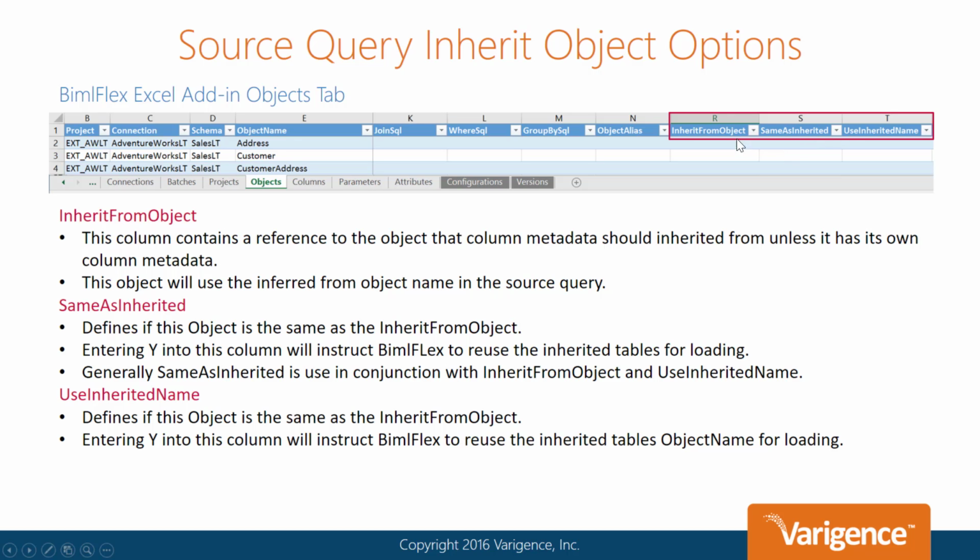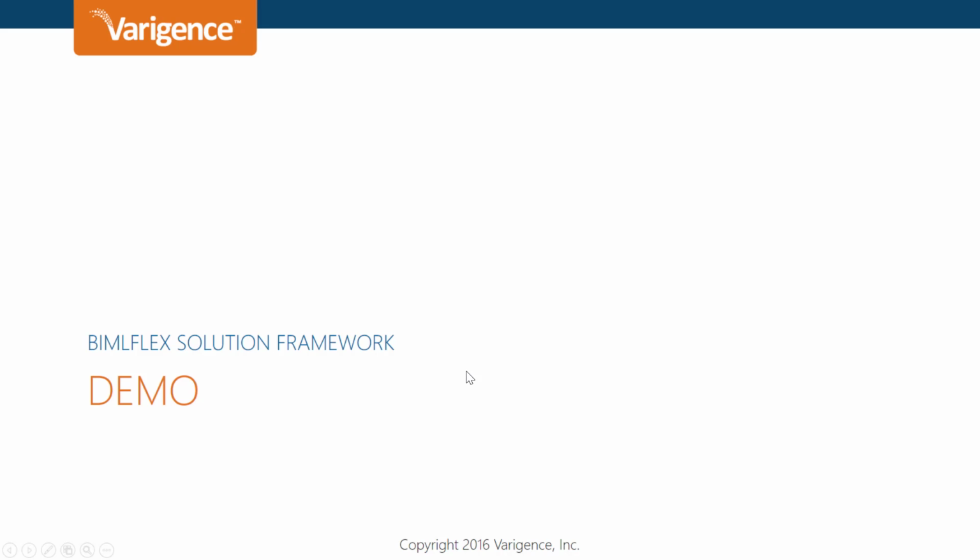And I'll demonstrate that to you. It's going to look, when you see it in action, it'll make a little bit more sense. Use inherited name effectively says that for this second table or this new object, when I write my source query, the name that I want to have in the from clause, I need to use the inherit from object table name there. Again, it's going to make a lot more sense once you see this in action. So let's go through that and actually demonstrate that to you guys.